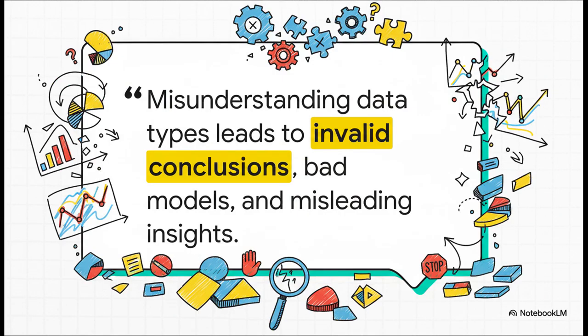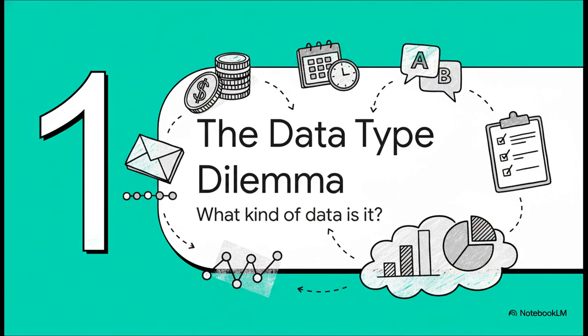And this is exactly why it's such a big deal. Getting the data type wrong isn't just a tiny error you can fix later. It's a foundational flaw that can completely tank your entire analysis. You end up building bad models, drawing the wrong conclusions, and generating insights that don't just fail to help, they can actively mislead you. This whole situation is what we can call the data type dilemma.